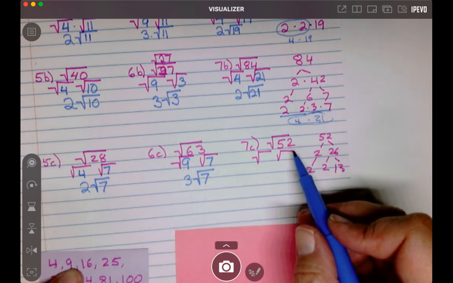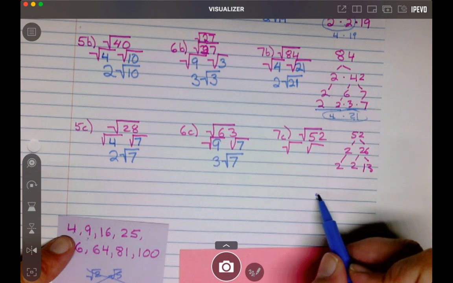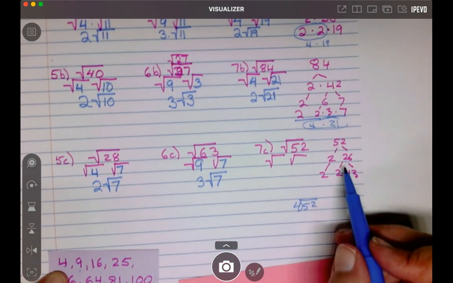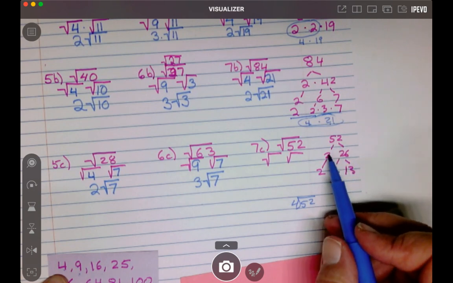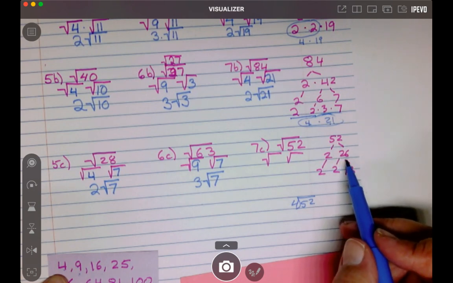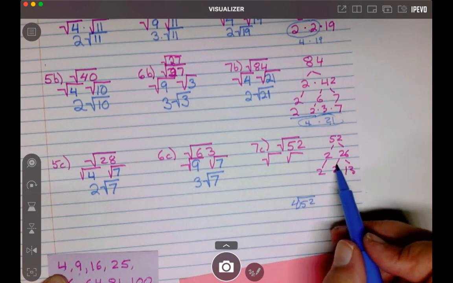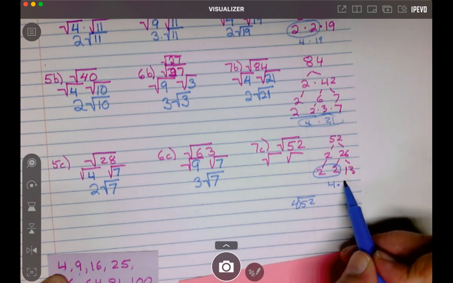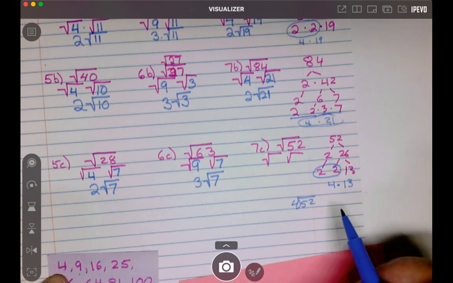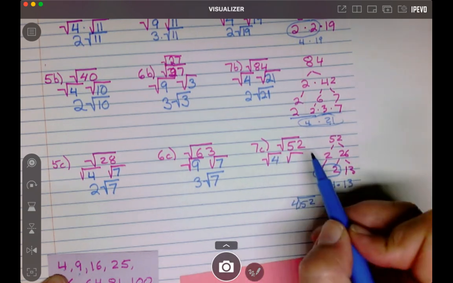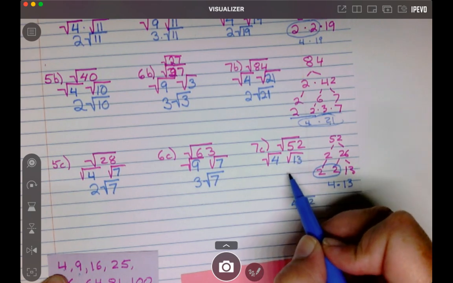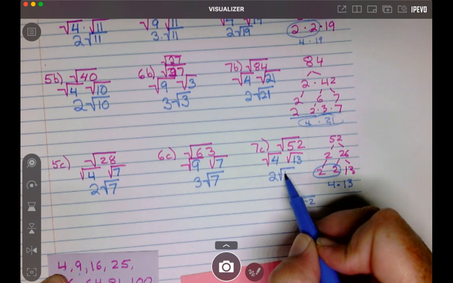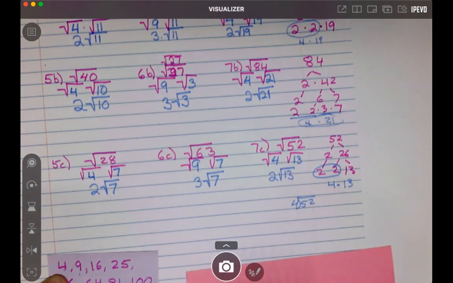So I could say, well, I could divide 52 by 4. That would be a good way to start. Or I could do the factor tree. I figured out that 52 is 2 times 26. 26 is 2 times 13. Here's my pair. So I can say that 52 can also be written as 4 times 13. 52 is the square root of 4 times square root of 13. Square root of 4 simplifies to be the number 2. Square root of 13 is irrational, and it stays that way.